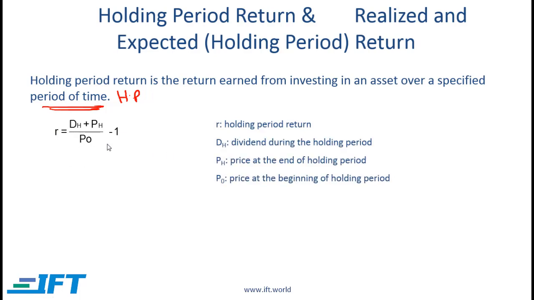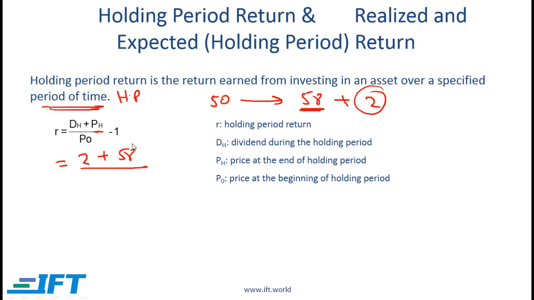I will explain this through an example. Let's say that you buy a stock for $50 and at the end of the holding period, the stock price is 58 plus you receive a dividend of 2. The holding period return then is DH, which stands for the dividend received over the holding period, which is 2, plus the price of the stock at the end of the holding period, which is 58 in our example, divided by P naught, that's the original price of the stock, minus 1. When you do the calculation, you will have 60 over 50 minus 1, that is 0.2 or 20%.